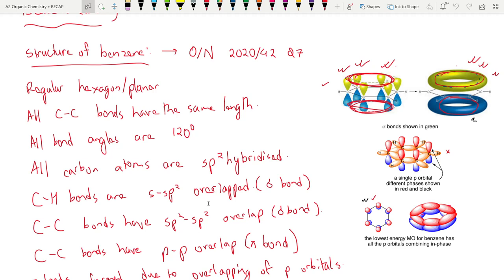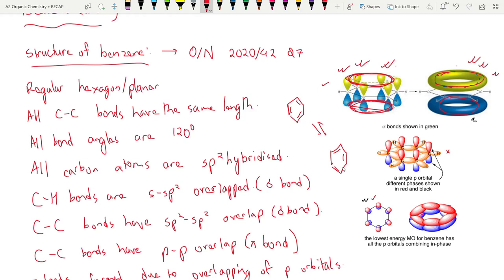And there's also overlapping between the p orbitals of the carbons, right? We get another C-C bond, which is the pi bond. This is the structure of benzene, something like this. And there's resonance between them, right? It constantly switches from one to the other. These are resonance structures.